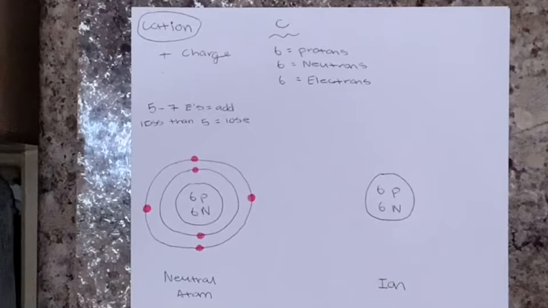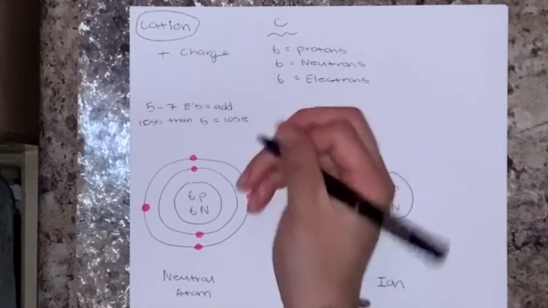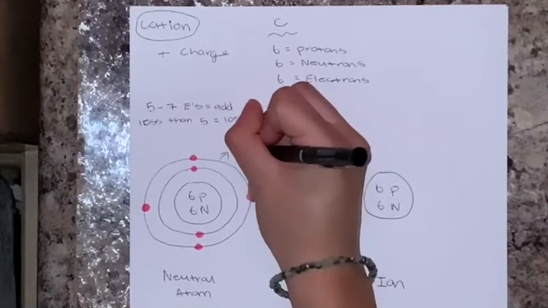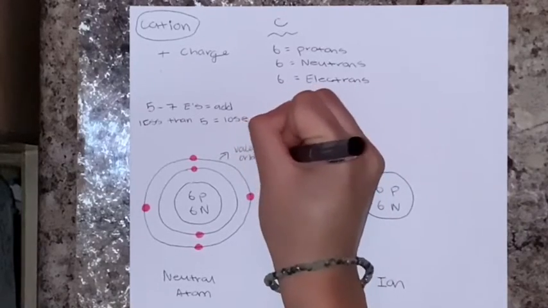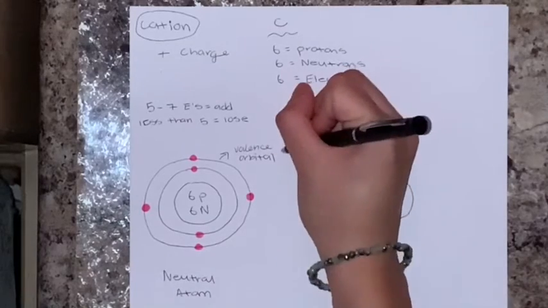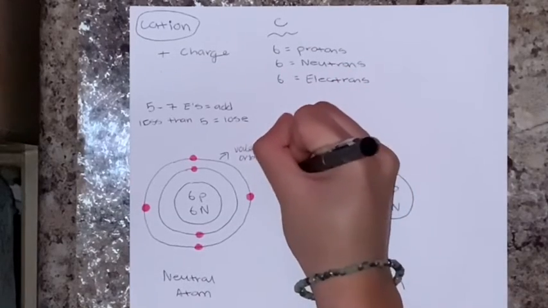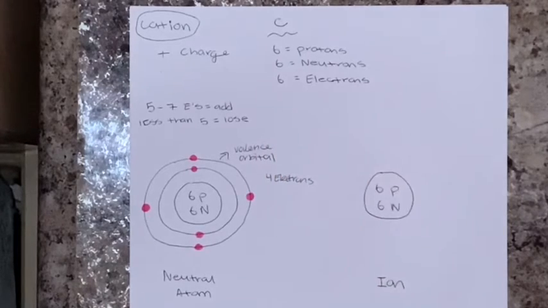And then we're going to draw the first orbital the same. And if we look at the second orbital, it is called the valence orbital. The electrons in the valence orbital you can just call valence electrons. So we have the valence orbital, which is the last outermost orbital. And here we have 4 electrons, aka 4 valence electrons.